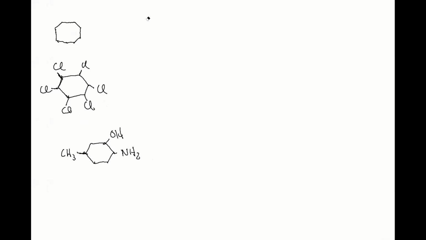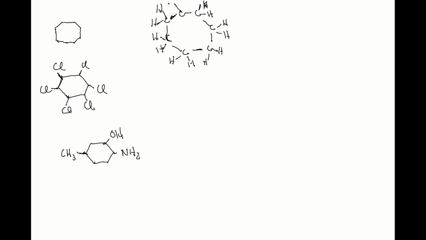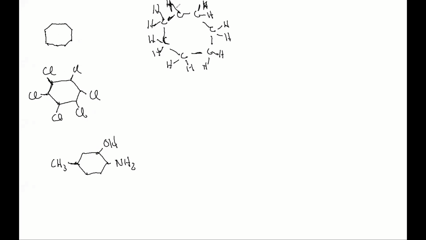we have an 8-membered ring. This is cyclooctane, so we have 8 carbons bonded together in an octagon, something like this. But then we know that we have to have 2 hydrogens because there's 2 bonds here, and we have to have 4 around each carbon. So we have 2 here, and 2 here, and 2 here, and of course 2 here, and then 2 hydrogens. Sorry. So this is the Lewis structure with all the atoms explicitly drawn in, and this is cyclooctane.